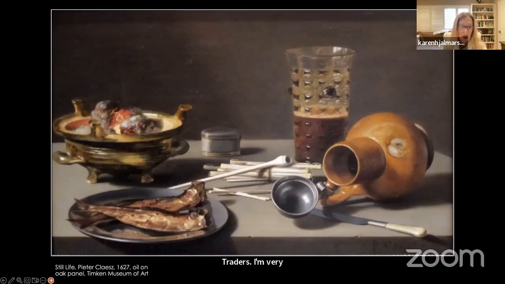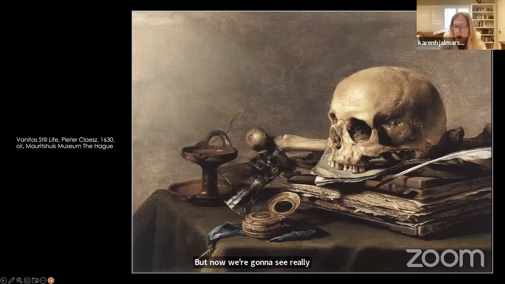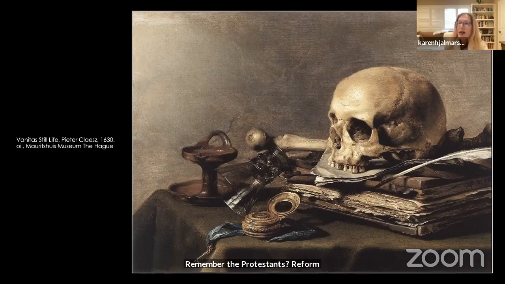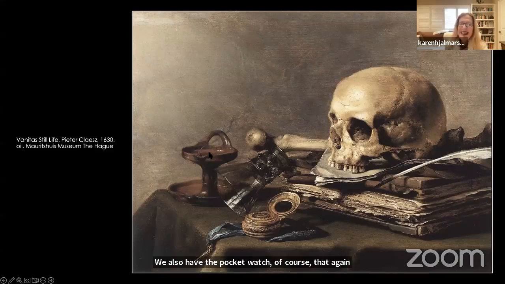But now we're going to see really what we would consider a vanitas painting with these memento mori. Look at this. Is there anything more indicative of the ephemeral nature of life than a skull? This hollow skull. Probably the most ubiquitous use of the skull is in the Dutch still life painting because it is a moralizing concept. We also have an overturned glass. What does that represent? Well, the overturned glass is the idea of temperance. Remember the Protestants, they were Reformed Christians, and they believed in moderation. And so if you indulge too much, you will find things that break or topple. We also have the pocket watch, of course, that, again, that ephemeral nature of time, and this empty candlestick.